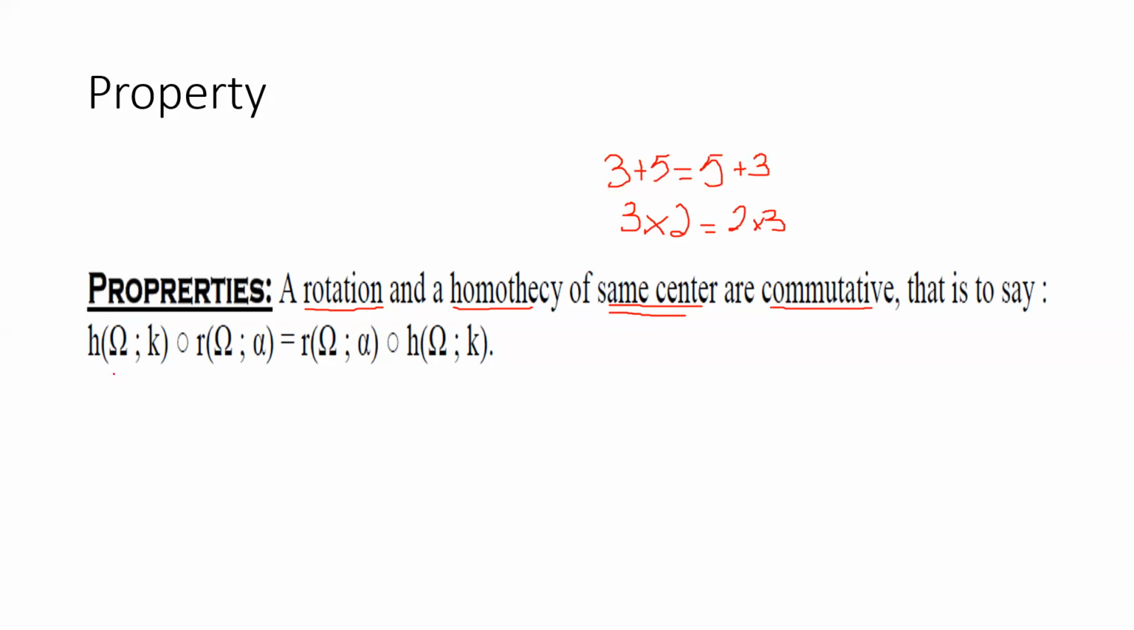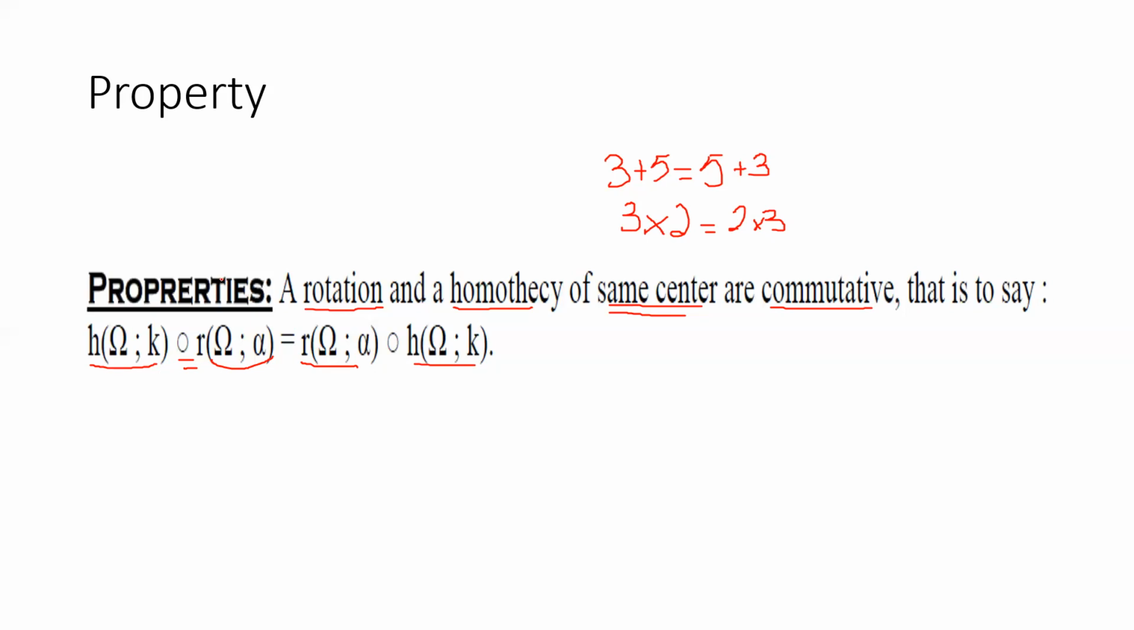So the composite of a dilation and a rotation of the same center is the same as the composite of a rotation and a dilation. This is what is meant by commutative. It doesn't matter which one is first.